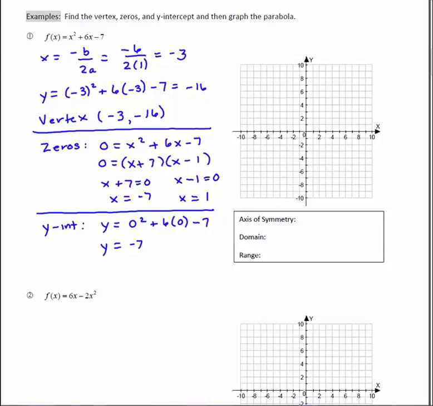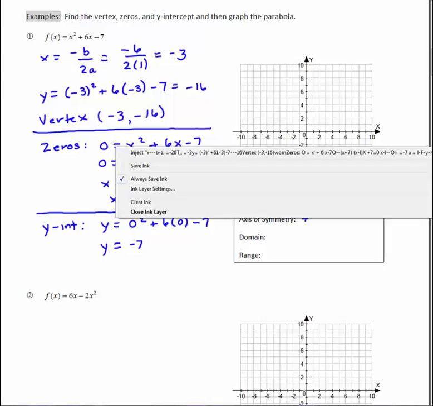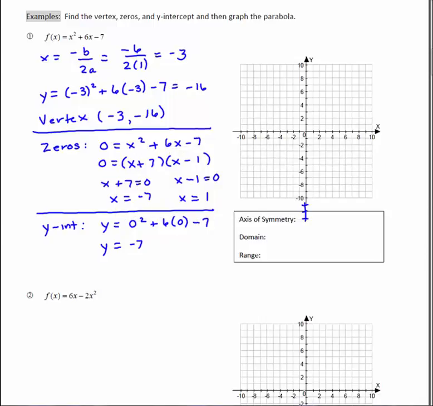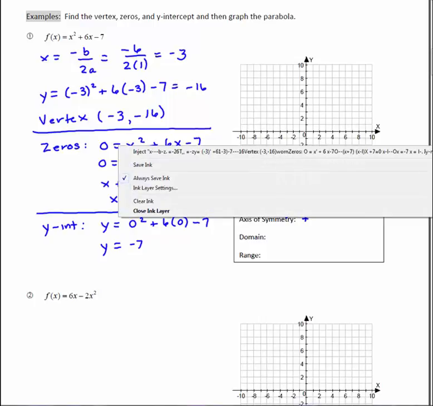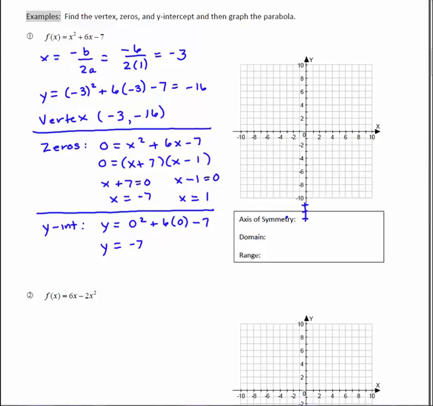Oh, and it looks like I didn't do a great job here. I should have made my graph a little bit bigger. My vertex is down at negative 3, negative 16, but we'll just kind of guess here. Let's see, 12, 14, negative 16 would be about there. So there's negative 3, negative 16. Draw that again. Negative 3, negative 16 right there. Okay. Goodness, I'm having trouble with the computer here. Try that one more time.